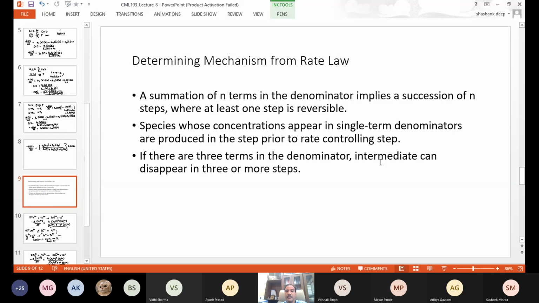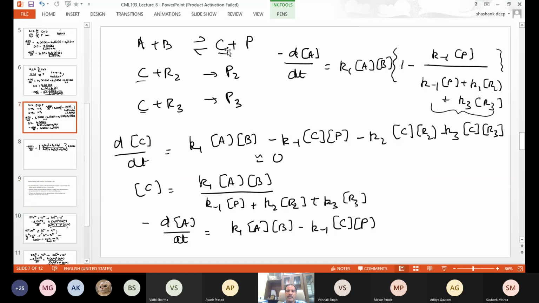If there are 3 terms in the denominator, the intermediate can disappear in 3 or more steps. You can see that the intermediate is disappearing in this one, and in this one, or means it is reacting in this step, and in this step. So there are 3 different ways in which the intermediate can disappear, and that's why it is being shown here. Okay.